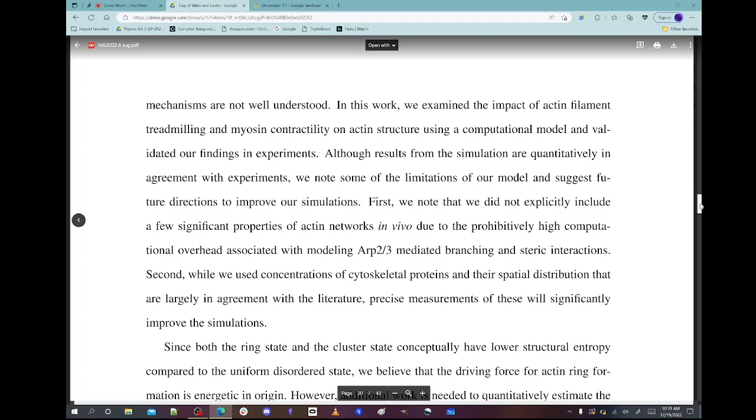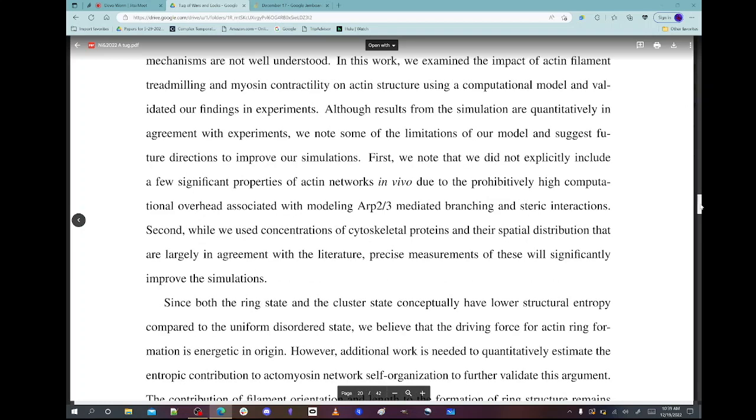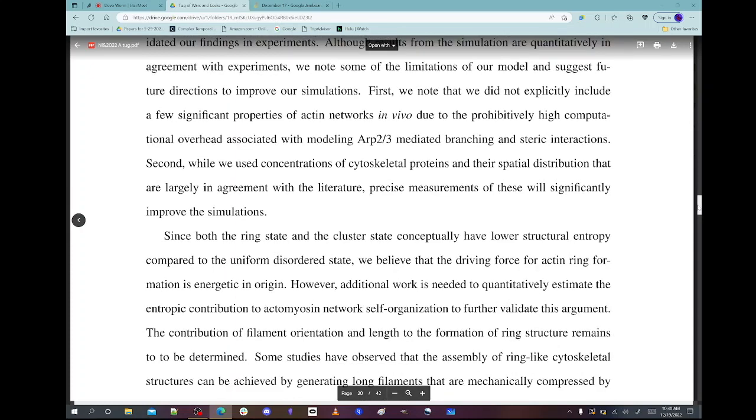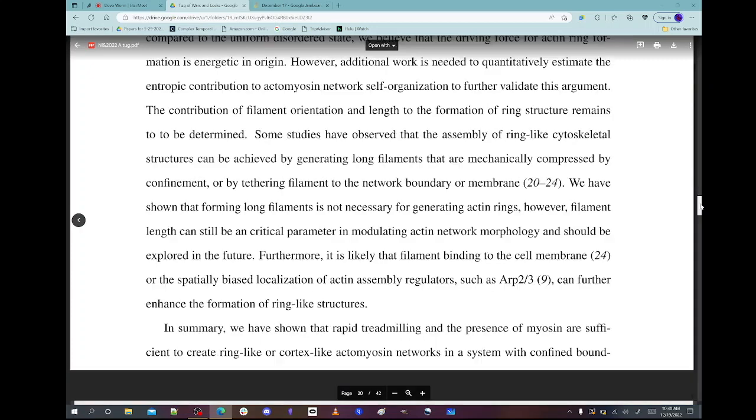Since both the ring and cluster states have lower structural entropy, we believe the driving force for actin ring formation is energetic. However, we need more work to quantitatively estimate the entropic contribution to these networks and their self-organization. So we don't have a full accounting of the energetics of these networks. So this is something that needs to be confirmed with future empirical studies. And so that's pretty much it.